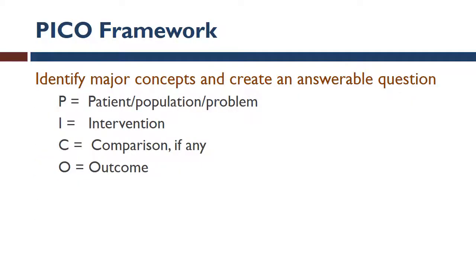Because this is a clinical question, I'll use the PICO Framework. It helps you to distill the main issues in complex patient presentations into a question or series of questions that can be answered in the journal literature. P is for patient, population, problem. I is for intervention. C is for comparison, if any. O is for outcome.